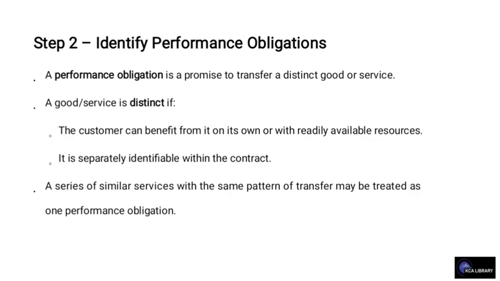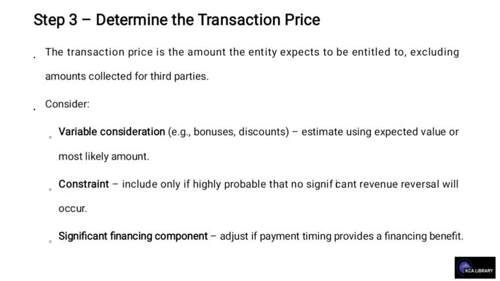For step 2, identifying performance obligations. A performance obligation is a promise to transfer a distinct good or service, and a good or service is distinct if, 1, the customer can benefit from it on its own or with readily available resources, 2, it is separately identifiable within the contract. And a series of similar services with the same pattern of transfer may be treated as one performance obligation.